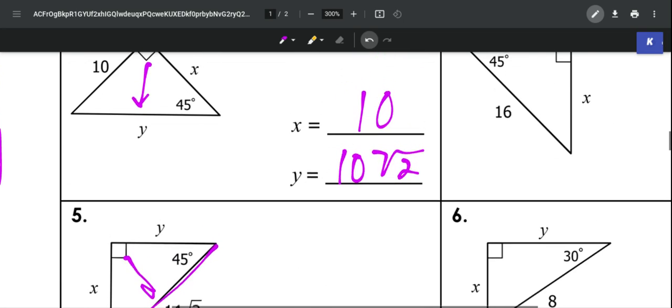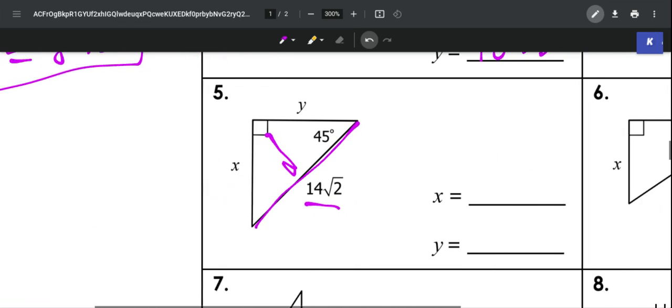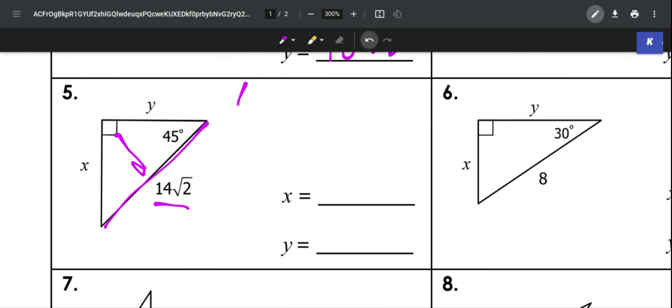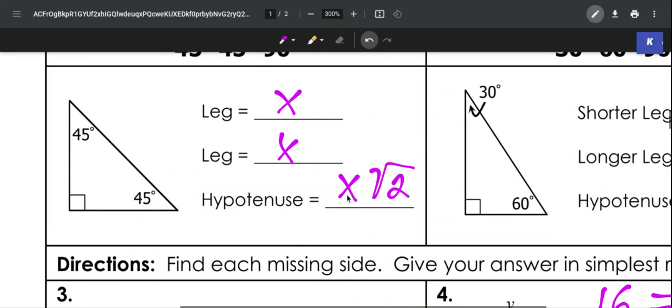So we're going to take the same step as number 4, except this time it's going to be a little bit easier. So if we look at this, if we have 14 radical 2, and it's our hypotenuse, it should be equal to x square root of 2.